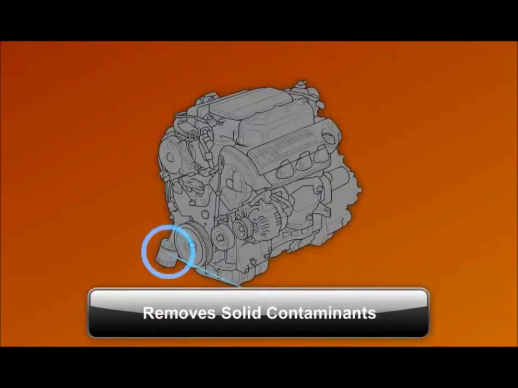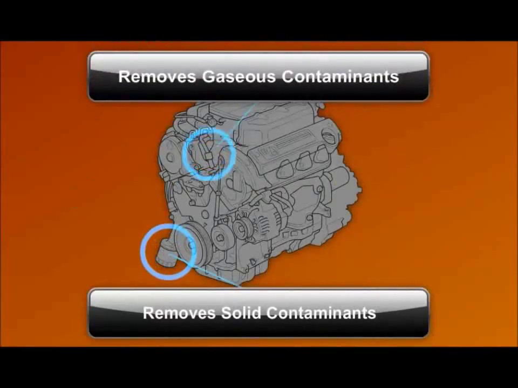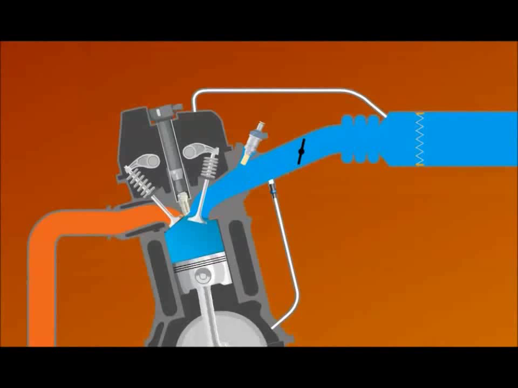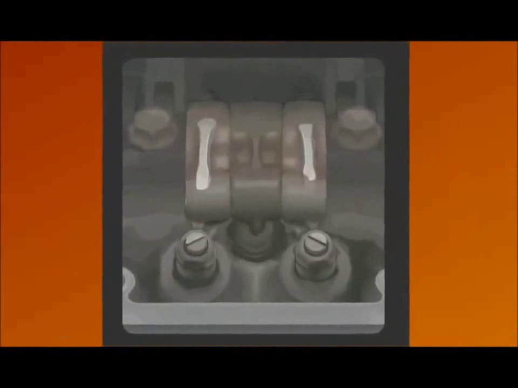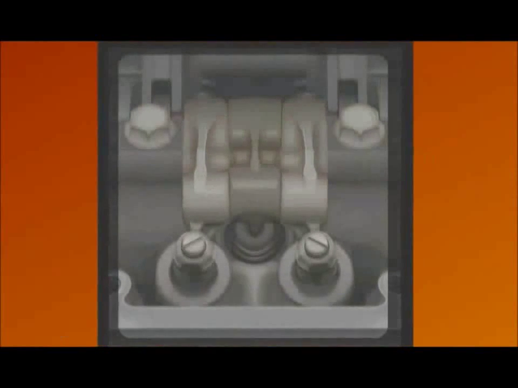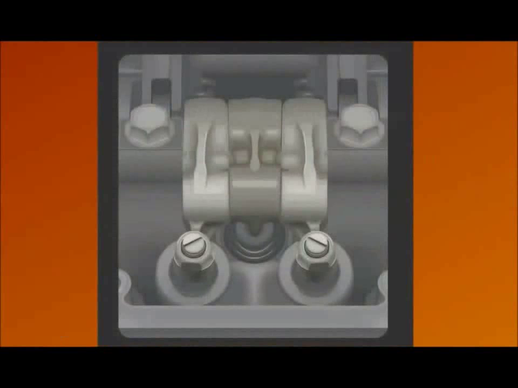While the oil filter removes solid contaminants from the engine crankcase, the positive crankcase ventilation, or PCV system, removes gaseous contaminants. These contaminants include combustion gases that leak past the piston rings and water vapor formed through condensation. The PCV system draws in filtered air and uses engine vacuum to send crankcase vapors into the combustion chamber. This reduces sludge formation and helps increase engine oil life.